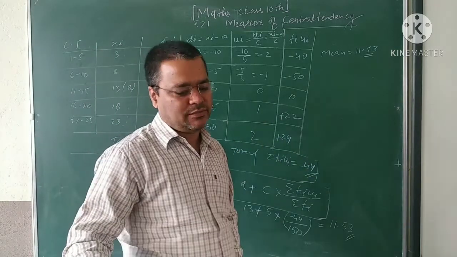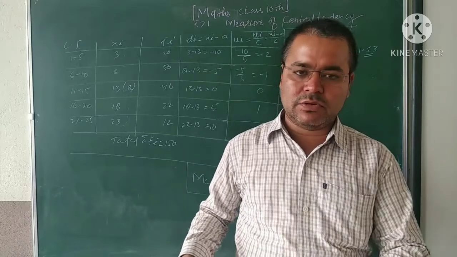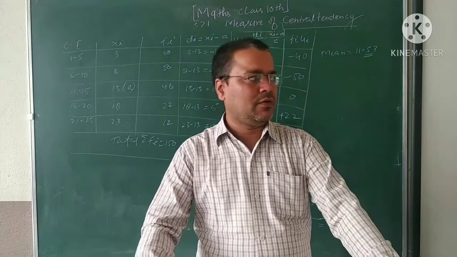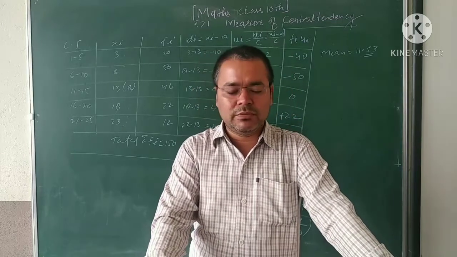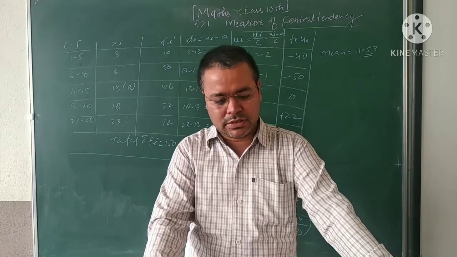The same mean we will get if we calculate this question by the direct method or the assumed mean method, which is also known as the deviation method. This is the total about the mean. There are three methods for finding the mean: the direct method, the assumed mean method, and the step deviation method.